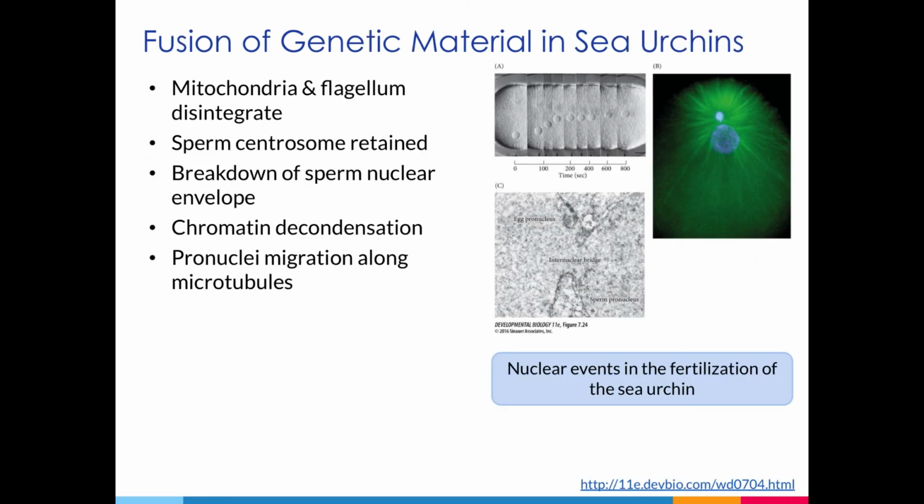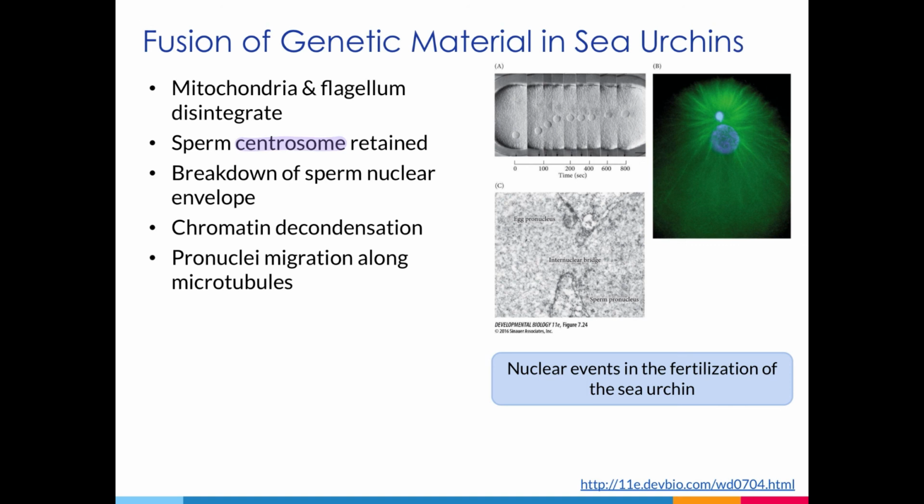Another important event that occurs after fertilization is the fusion of the sperm and the egg pronuclei. Once the sperm fuses with the egg, the mitochondria and the flagellum of the sperm disintegrate. So the mitochondrial genome is transmitted through the maternal line. What the sperm does retain, however, is the centrosome. So in addition to bringing genetic material, the sperm also brings with it a centrosome, which is a microtubule organizing center. That microtubule organizing center will form a network of microtubules, as you can see here, and the sperm and the egg pronuclei will use those microtubules to migrate toward each other.